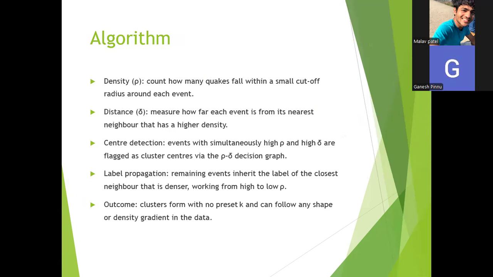Now let's break down how the DPC algorithm works. The first concept is density, which is represented by rho. This counts how many nearby points, in our case earthquakes, fall within a small fixed radius. Next is delta, which tells us how far a point is from its nearest neighbor that has a higher density. Points that have a high rho and high delta are chosen as cluster centers. All other points are assigned by following the nearest denser neighbor. This process repeats until every point is part of a cluster.